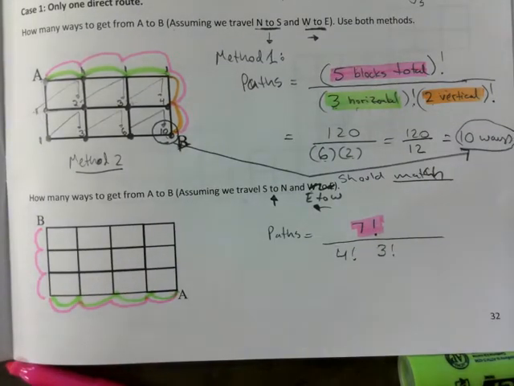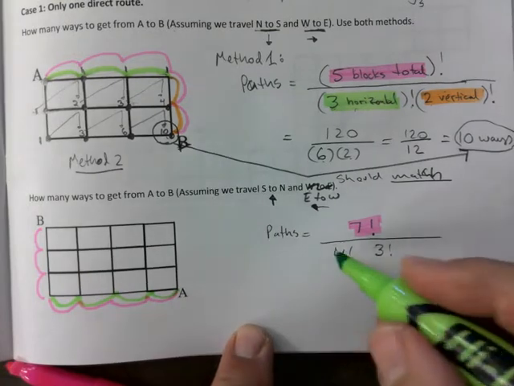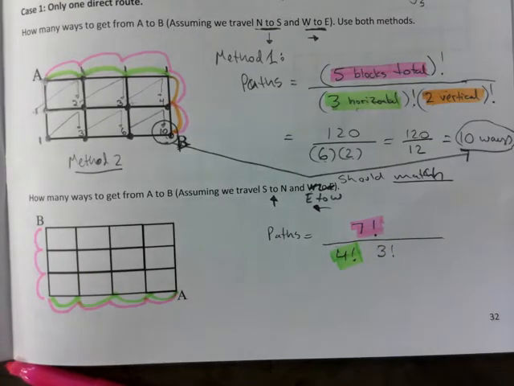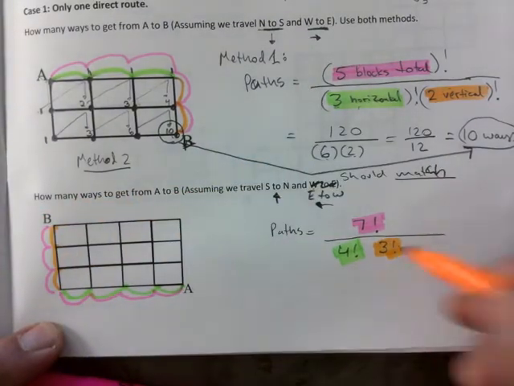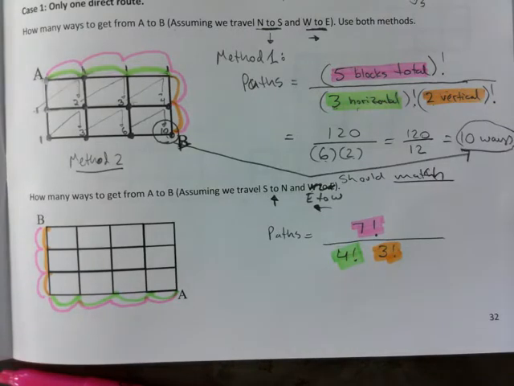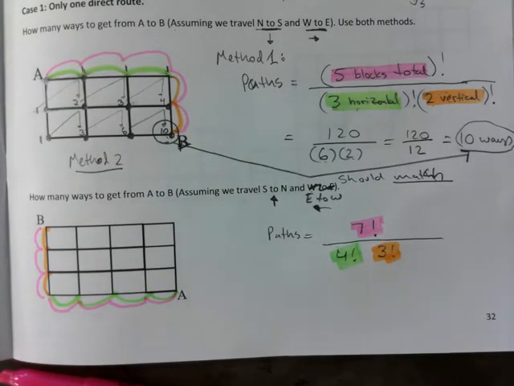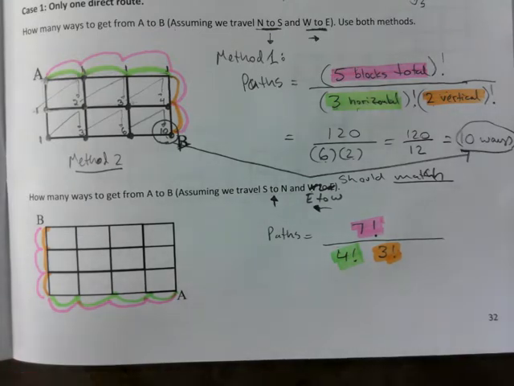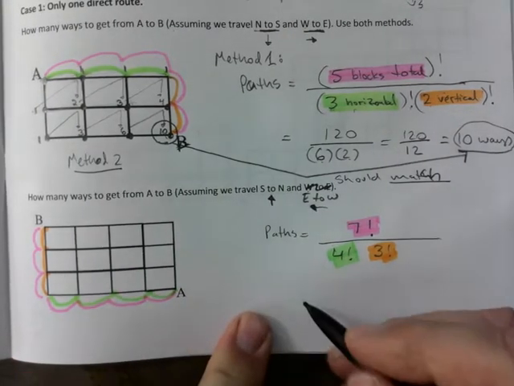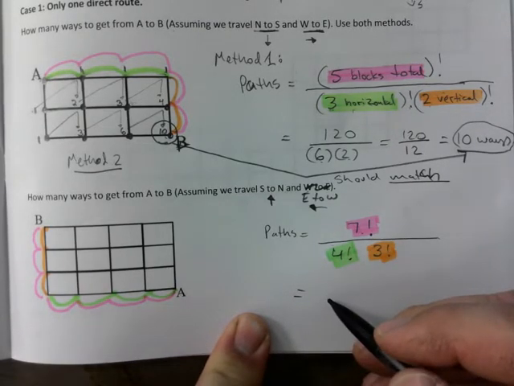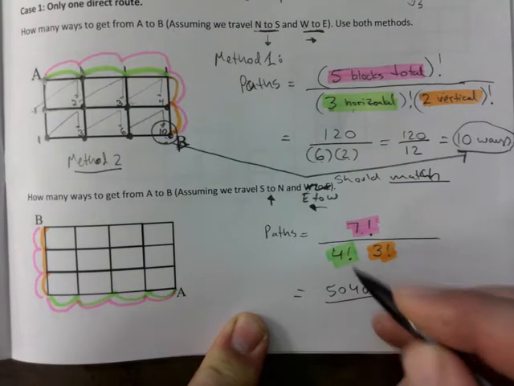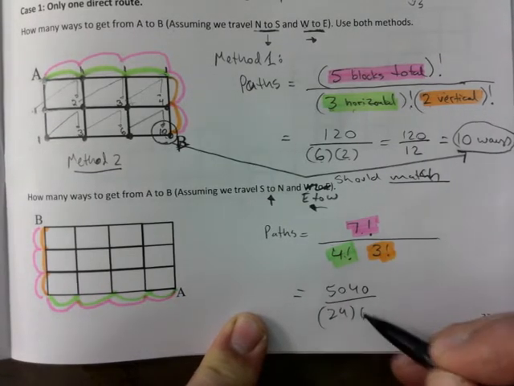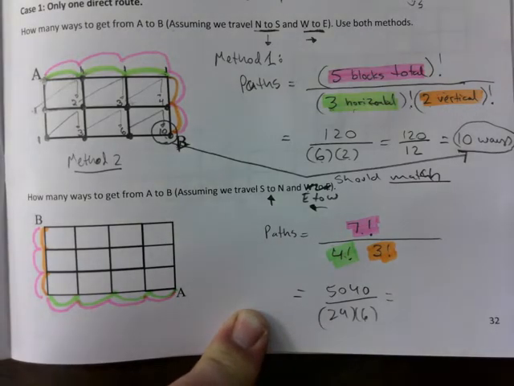And I will highlight that in a bit. Let me just get my highlighters arranged here. 1, 2, 3 for vertical. And it doesn't matter if you did vertical and then horizontal. You get the same answer. So 7 factorial is 5,000 something. I always forget that one. 5,040. This is 24, and this is 6. So it's 5,040.